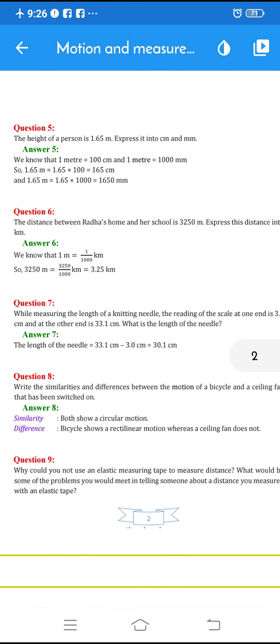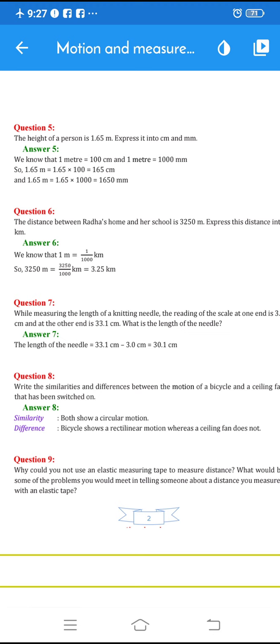First, we already know that 1 meter is always equal to 100 centimeter, and 1 meter is equal to 1000 millimeter. So to convert 1.65 meter into centimeter, we have to multiply 1.65 with 100. That is nothing but shifting the decimal point to the right by 2 digits. Hence it becomes 165 centimeter.